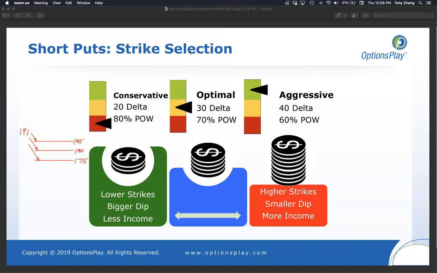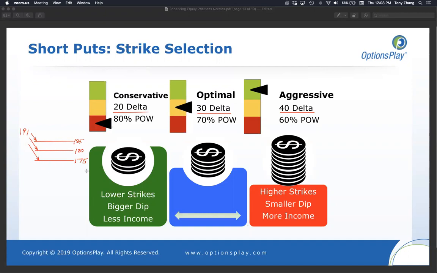So what we do is we use delta to choose our strike prices. The delta tells us the probability of us actually owning the stock. So an aggressive one has a 40 delta, meaning about a 40% chance that the stock will be below 185 and I'll own the stock. And the lower I go, the lower the delta, because the lower the probability of me owning the stock.